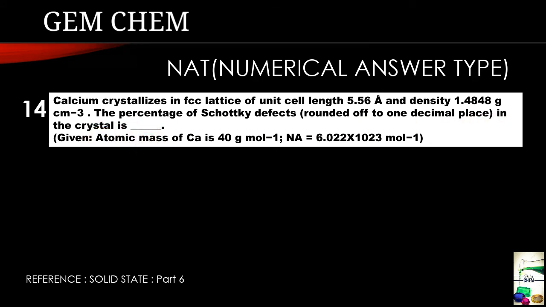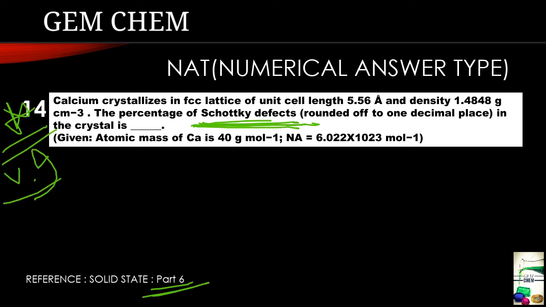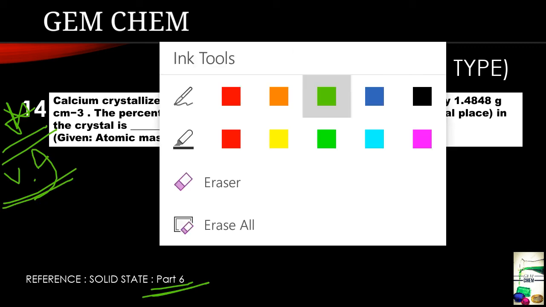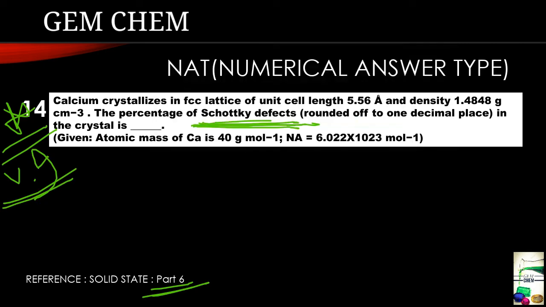Now this is an important concept. Schottky defect is only discussed as a theory portion in this part 6 video, but here there is a numerical on it. So this is a very important question, right? So this concept must be understood. We have seen, while dealing with the difference between Schottky defect and Frenkel defect, that Schottky defect causes a difference in density, right? So this particular percentage can be obtained by using the density formula.